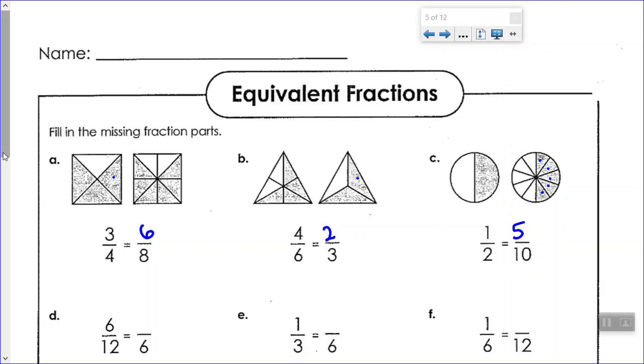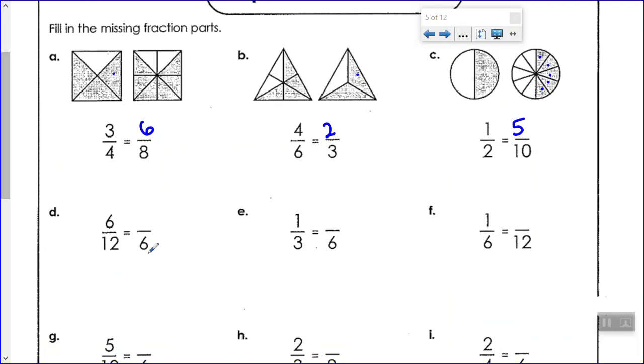But if you don't have pictures, how can you find it? You can see 4 to 8. You multiply by 2, right? 3 to 6, we multiply by 2. So if you multiply by the same number, you get an equivalent fraction. 6 to 3, you divide by 2. 6 divided by 2 is 3. 4 divided by 2 is 2. 2 times 5 is 10, 1 times 5 is 5.